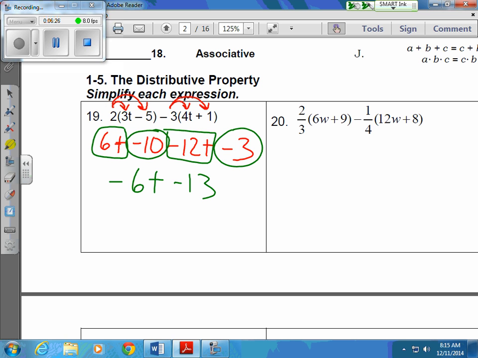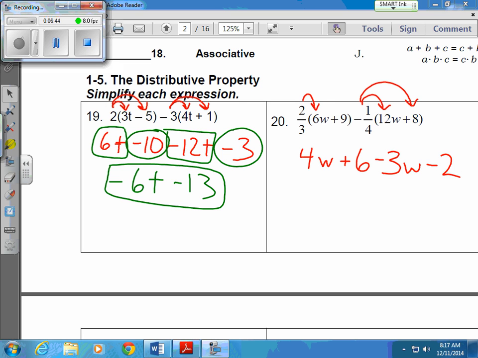Now we have two terms. So it stays that way. Very good, Michael. It stays that way. Here we have distribution with fractions. Michael, what's 2/3 of 6? So we get a drink of water.